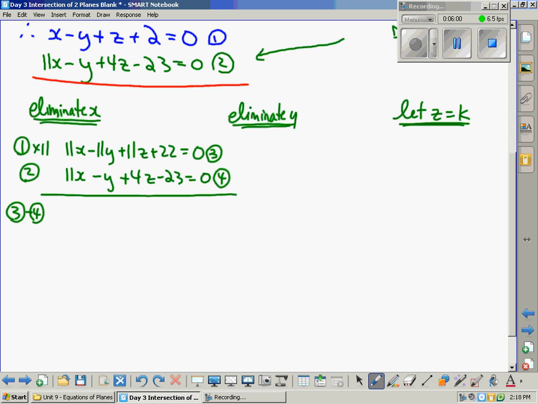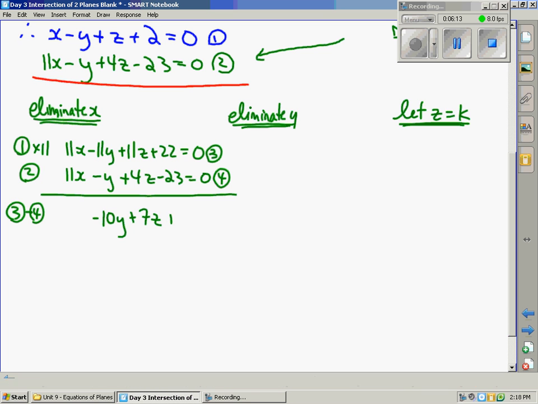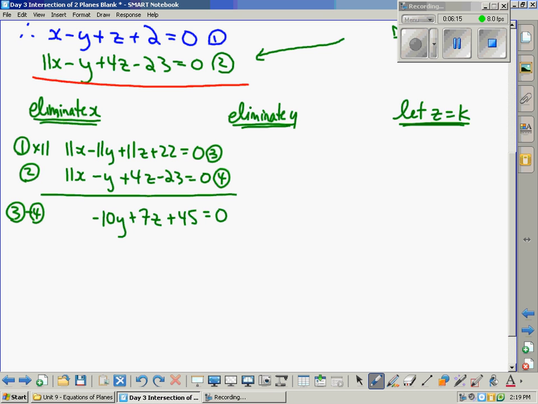Minus 11 minus 1 is minus 10y. 11 minus 4 is 7z. And then 22 minus 23 is minus 1, so minus 45... 0 minus 0, and we get this. Solve for y.